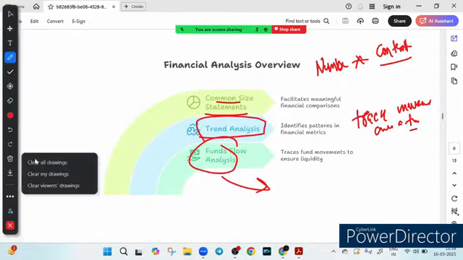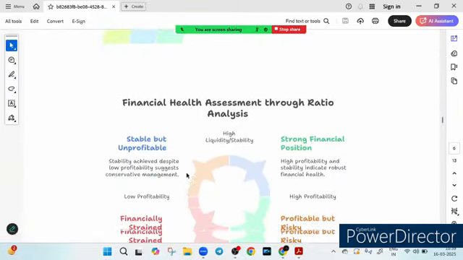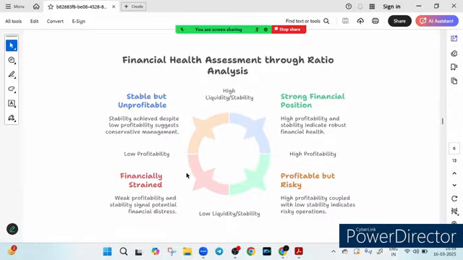So this is the financial analysis overview. Just now we have talked about. Let's look at the next slide. So ratio analysis. How do we do the financial health assessment? Through ratio analysis. So first thing first, ratio analysis is not just about numbers. It's about understanding the financial heartbeat of a company, right?